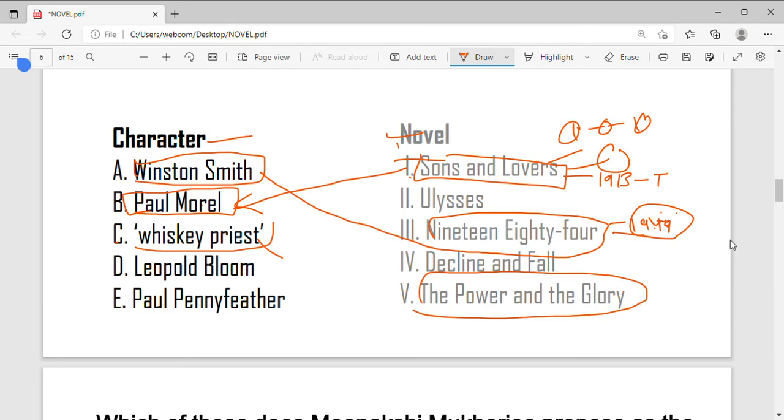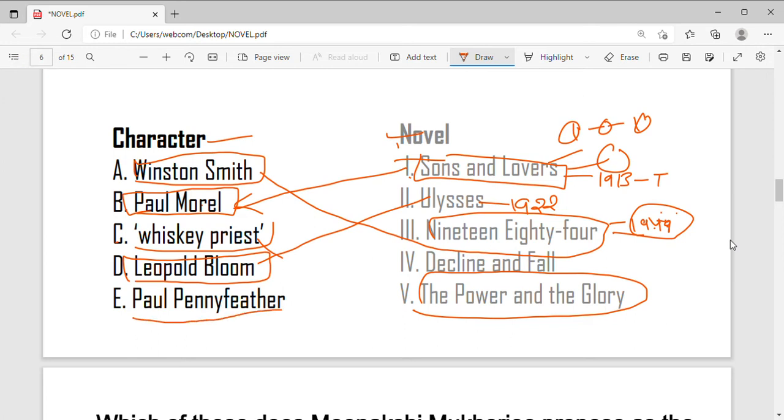Then we have Leopold Bloom. Leopold Bloom is a character who appears in Ulysses, the greatest modernist novel, published in 1922. Leopold Bloom keeps wandering out there because he doesn't want to get embarrassed seeing his wife Molly Bloom sleeping with someone else. Such kinds of characters we have here.